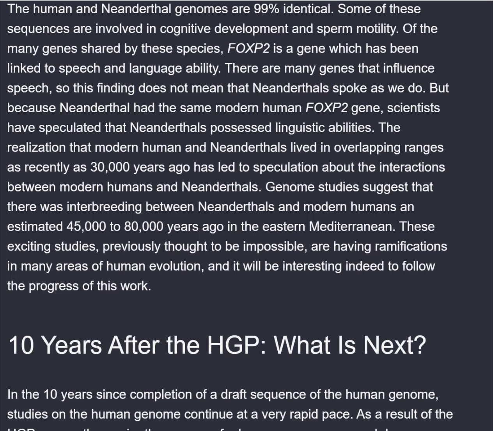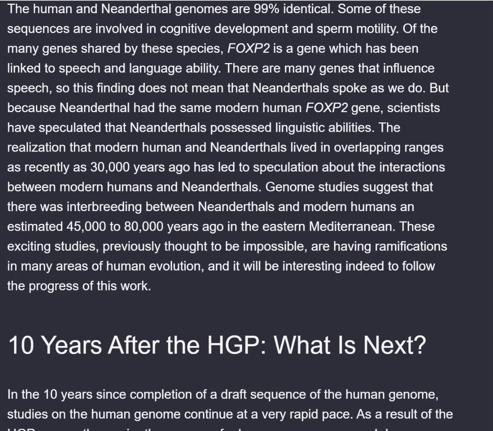Of the many genes shared by these species, FOXP2 is a gene which has been linked to speech and language ability. There are many genes that influence speech, so this finding does not mean that Neanderthals spoke as we do. But because Neanderthals had the same modern human FOXP2 gene, scientists have speculated that Neanderthals possessed linguistic abilities.